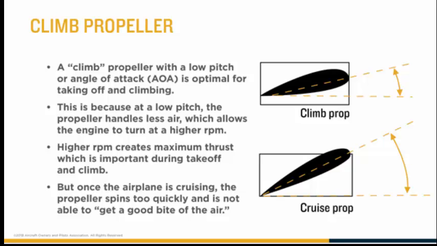But fixed pitch propellers with a low pitch are designed to be optimal for taking off and climbing. This type of propeller is known as a climb propeller. So you can see that right there. At lower pitch, the propeller handles a smaller amount of air for each revolution. Handling less air allows the engine to turn at a higher RPM. Higher RPM creates maximum thrust. However, once the plane is cruising, the propeller will spin too quickly and is not able to push enough air during each revolution.